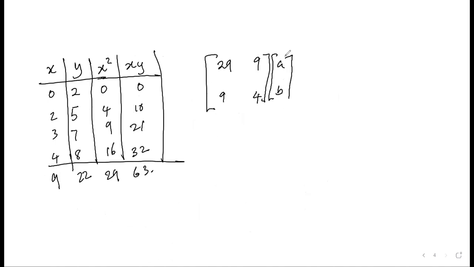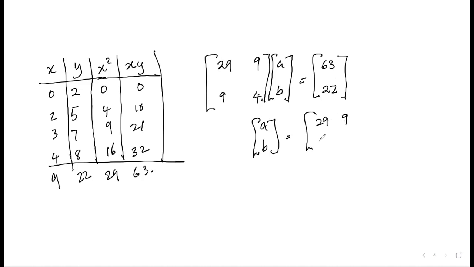A, B is equal to the sum of xy, which is 63, the sum of y, which is 22. So A, B is going to be equal to the inverse of 29, 9, 9, 4, times 63 and 22. All right, so we just use MATLAB and solve it.